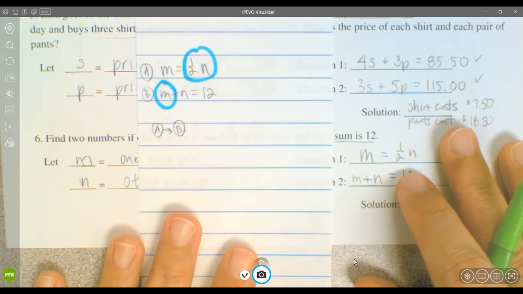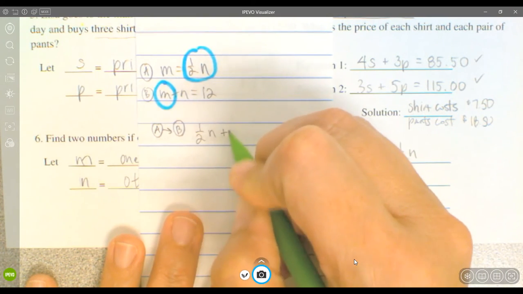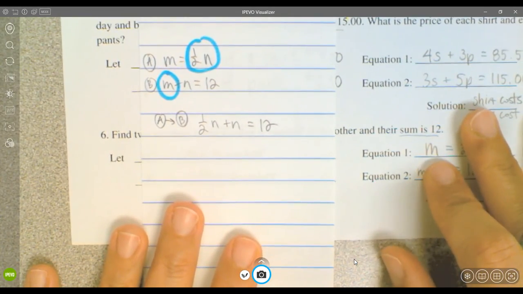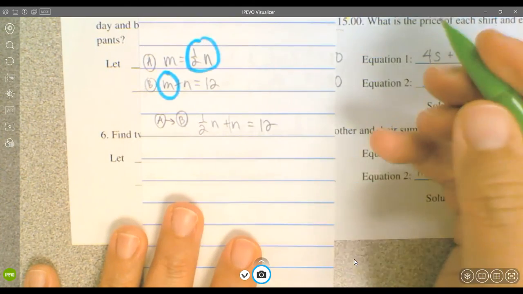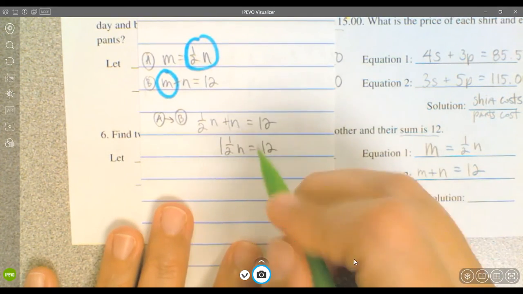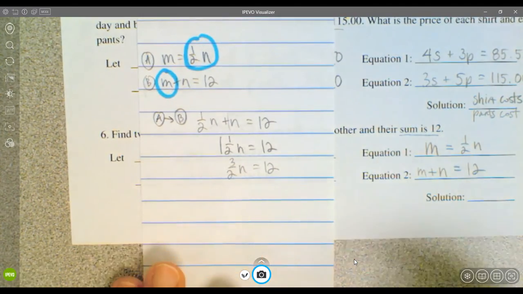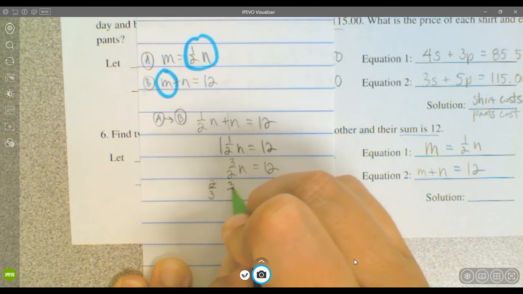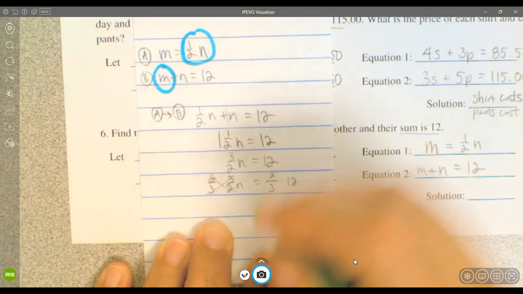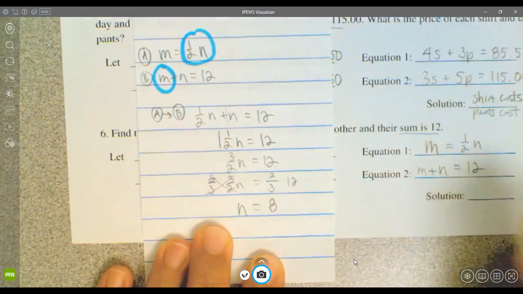So instead of M plus N, I'm going to have 1 half N plus N equals 12. Okay? So 1 half plus 1, remember, is 1 and 1 half. 1 and 1 half is really 3 halves. How do you get rid of 3 halves? I'm so glad you asked. You multiply by 2/3. And when I do that, N is 2 times 12 is 24. 24 divided by 3 is 8.